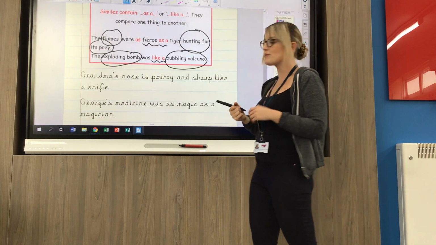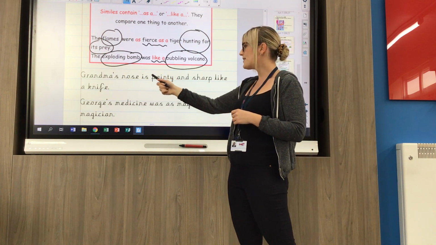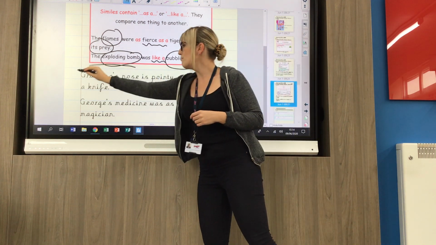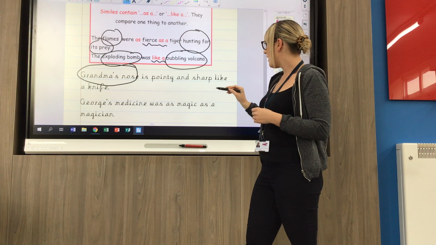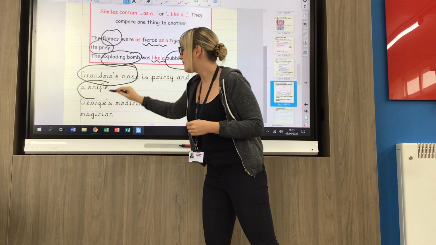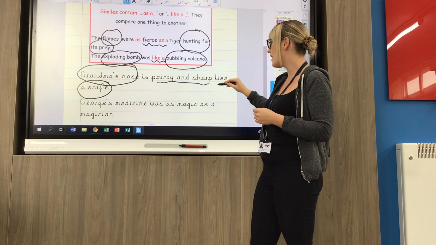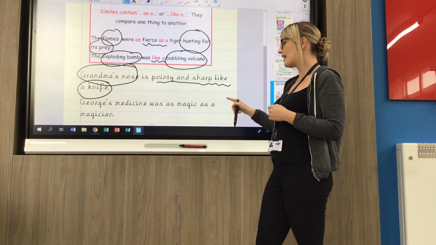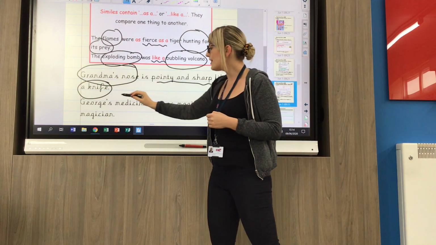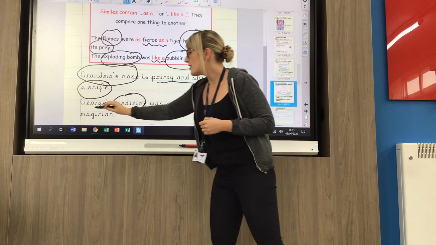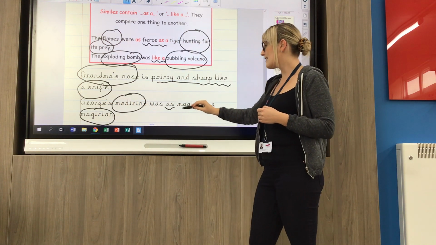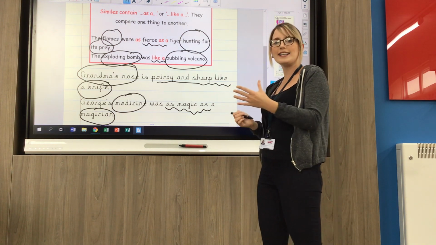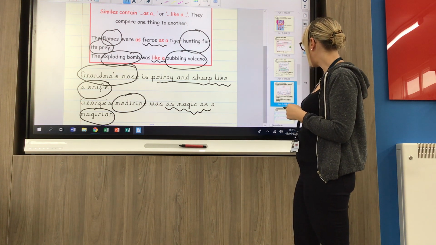So let's think of George's Marvellous Medicine. Grandma's nose is pointy and sharp like a knife. So I'm comparing Grandma's nose to a knife, and I'm saying it's pointy and sharp like a knife. George's medicine was as magic as a magician. So I'm comparing his medicine to a magician, saying it's as magic as. So we can use as or like to compare something.